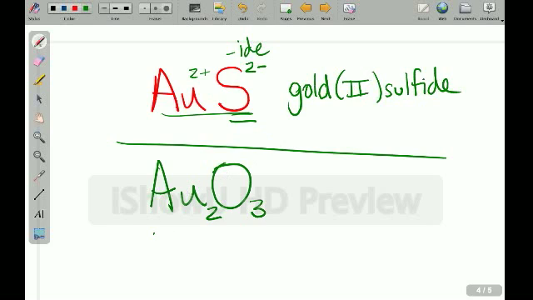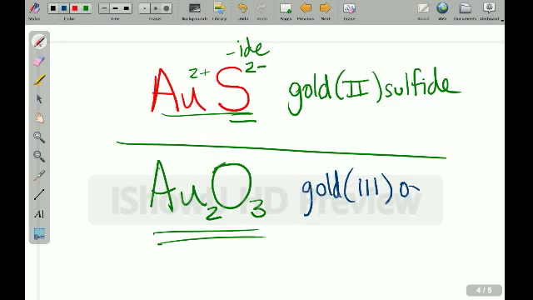So the way we write this is gold 2 sulfide. And this guy right here, well, reverse crisscross, this one's easy, man. This one's gold 3 oxide. Because this 3 is this 3 up here, and this 2 is this 2. Got it? Got it. All right, awesome.